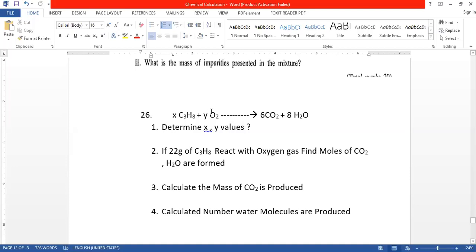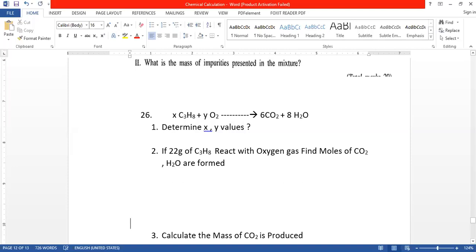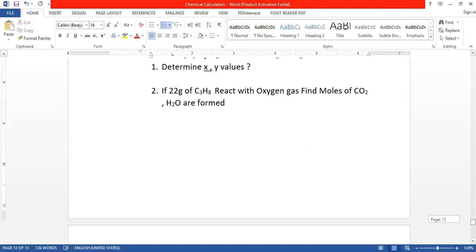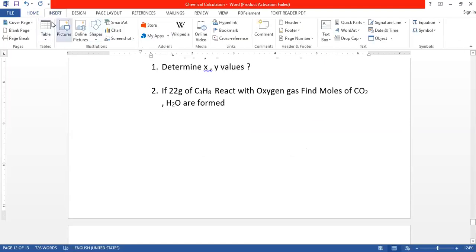Second question, let's do this. If 22 grams, so now we have the balanced equation. I am going to write here balanced equation. So look at the balanced equation now. The balanced equation says, using that one you can easily understand. How much of 2C3H8 reacts with 10 oxygen?